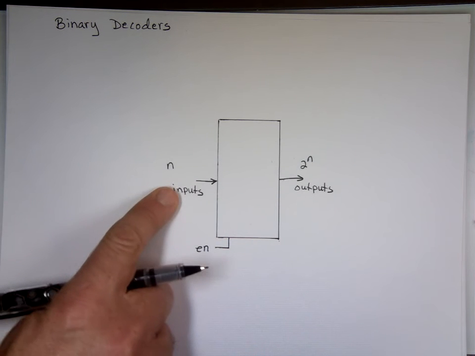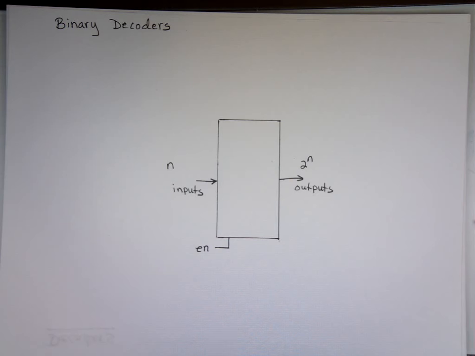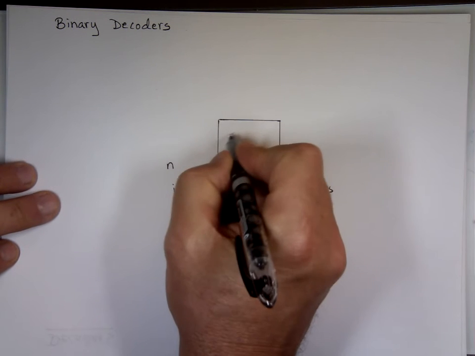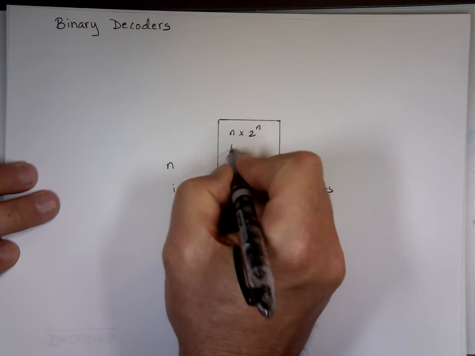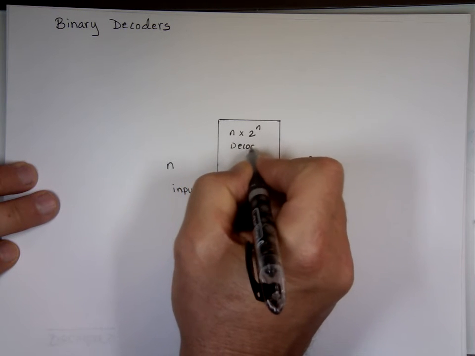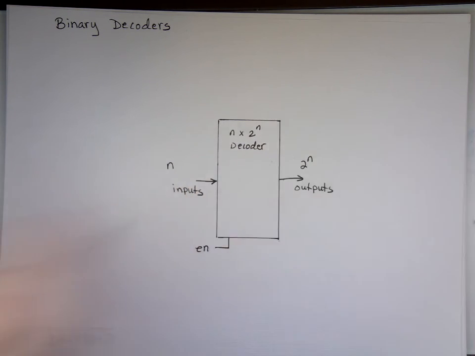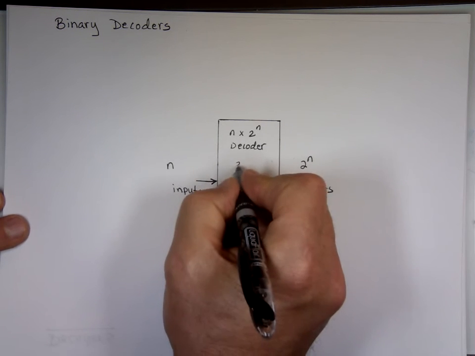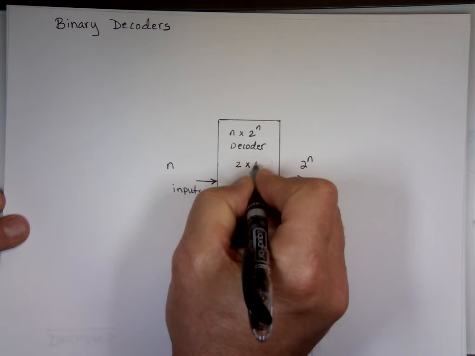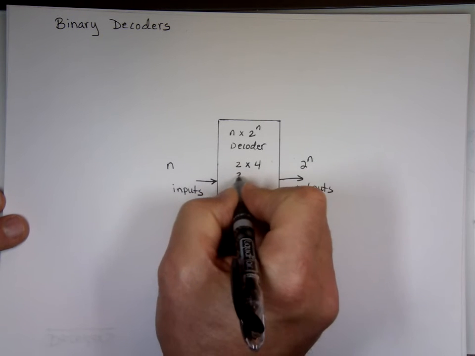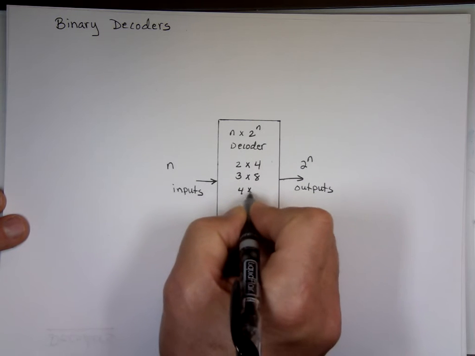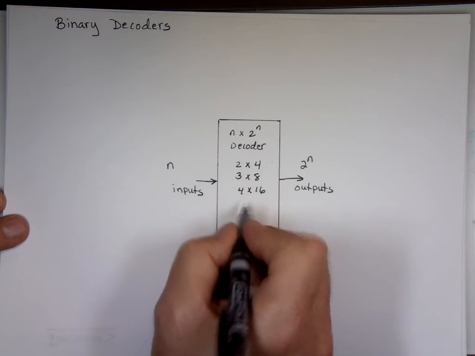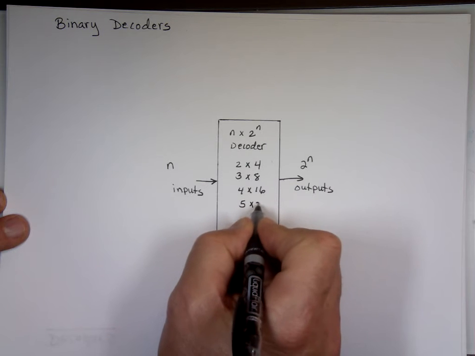So the input, basically, this would be known as an n by 2 to the n decoder. So an example could be like 2 by 4. That's an example of when you have 2 inputs, you have 4 outputs. Could be 3 by 8. Could be 4 by 16. Could be 5 by 32.